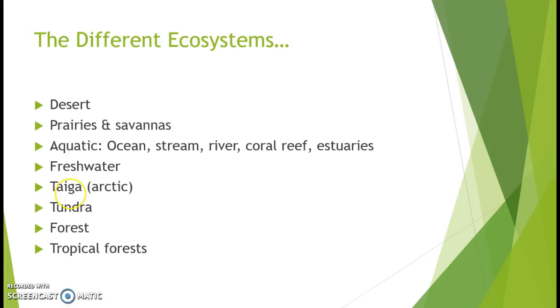You could pick the deserts, prairies and savannas, aquatic. And for aquatic, you could pick any of these, so the ocean would count as 1. A stream would count as 1 ecosystem. River, another ecosystem. Coral reefs, another ecosystem, and estuaries, another ecosystem. However, you cannot pick oceans and streams as your 2 ecosystems. You could pick 1 aquatic ecosystem and then 1 of the other ones, so an Arctic tundra, or a forest, or the tropical rainforest. You could pick any of these 2, and there may be some overlap, but there will not be more than 2 of each ecosystem, because then we're going to get repetitive presentations.